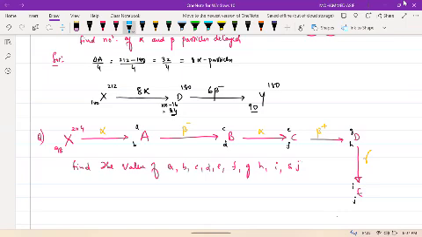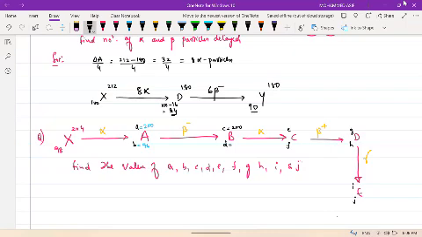Alpha decay means mass number decreases by how much? By 4. That means 204 minus 4, which is 200. And atomic number decreases by 2, so 98 minus 2 is equal to 96. Am I clear? Yes, sir. For beta minus there is no change in mass number. So C will be equal to 200. What will be D?